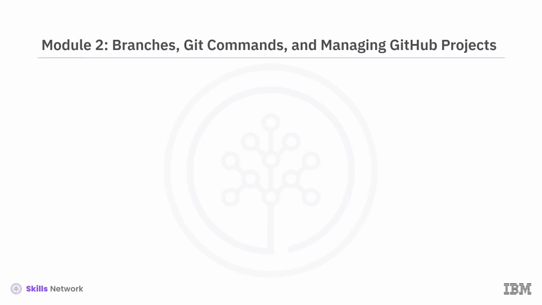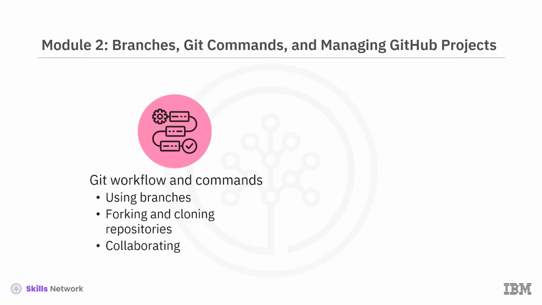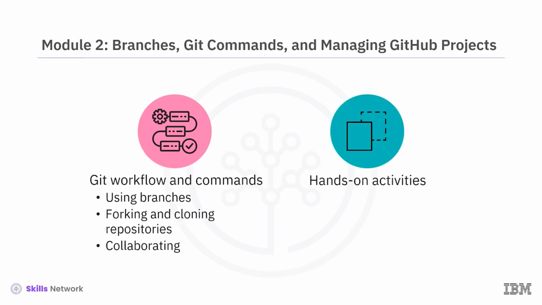In Module 2, you will learn about Git workflow and Git commands. You'll also learn to use branches, fork, and clone public repositories, and collaborate using Git commands. As part of hands-on activities, you will use cloning and forking in a GitHub project.